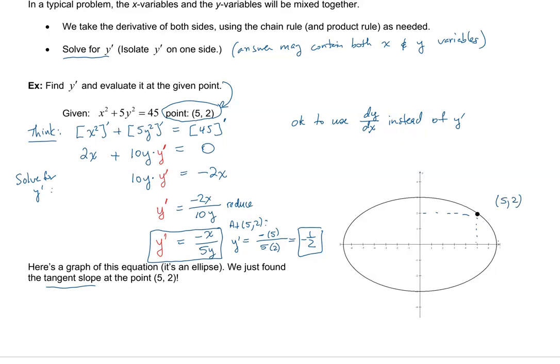And if we look at the tangent line at that point, hard to guarantee that the slope is negative 1/2, but I do see that the tangent line has a negative slope. And it certainly could be possible that that slope is negative 1/2. Pick a different point along the ellipse, and you get a different slope. So there's our first example.